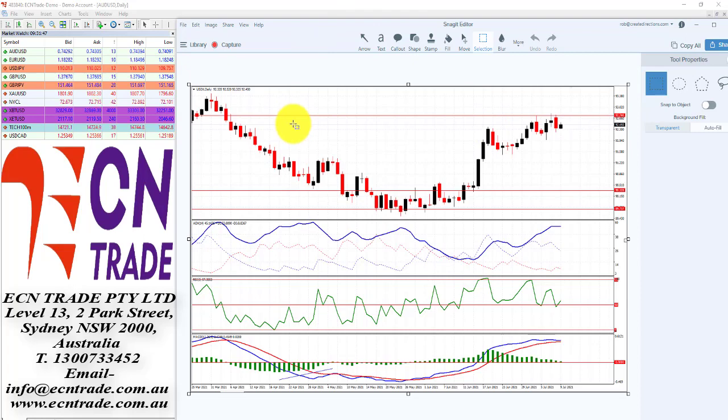Viewing the US dollar, which measures the greenback strength against a basket of 6 major currencies, has rejected the top side of its range around 92.70-75 for the third consecutive time. As we can see here, the market has backed away quite sharply.